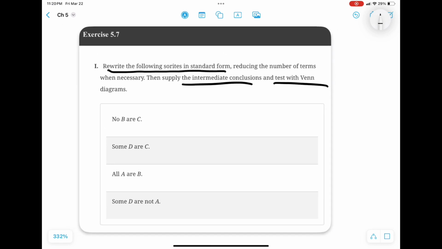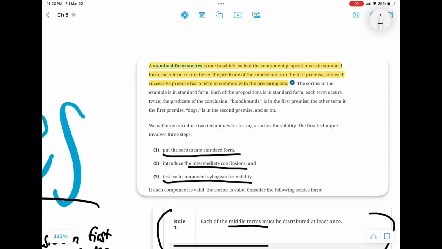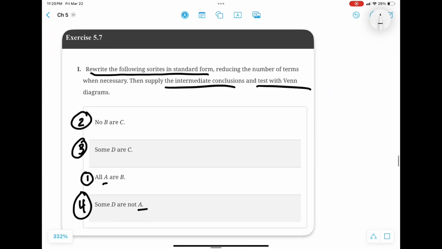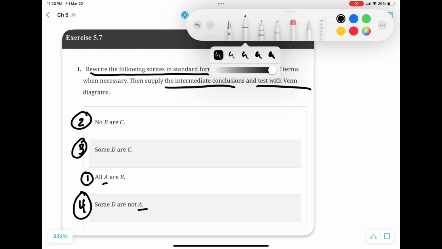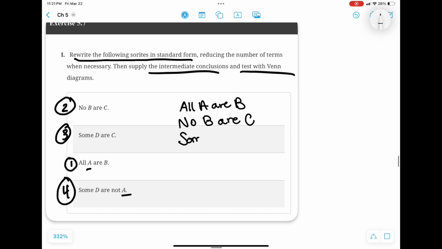So here's the Sorites argument. We can see it's different from a regular standard form categorical syllogism because there are more than two premises. So first we want to figure out what's the conclusion, and then we want to spell them out in the way before. That means that the predicate of the conclusion is located in the first premise, and then we want to follow the chain of premises such that each one contains a term in common with the previous one.